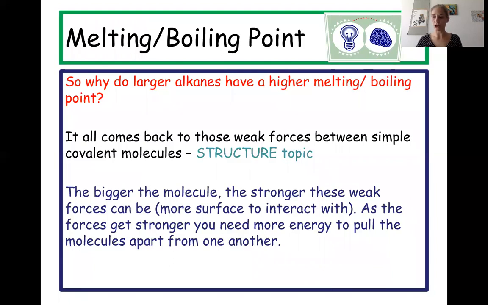So if you imagine you have a very small molecule, it hasn't got a very big surface to interact with another very small molecule. So when they reach one another, there's not much interaction going on. So it's quite a weak force. Whereas if you have a big, long molecule, like a decane, there's lots of surface that they can touch on and lots of interaction, so the force will be stronger because there's more surface that they can interact with. So as the forces get stronger, you need more energy to pull the molecules apart, which means the melting point and the boiling point will go upwards.